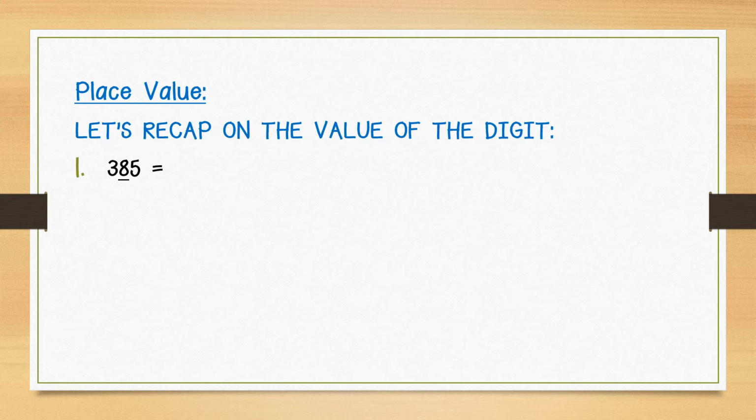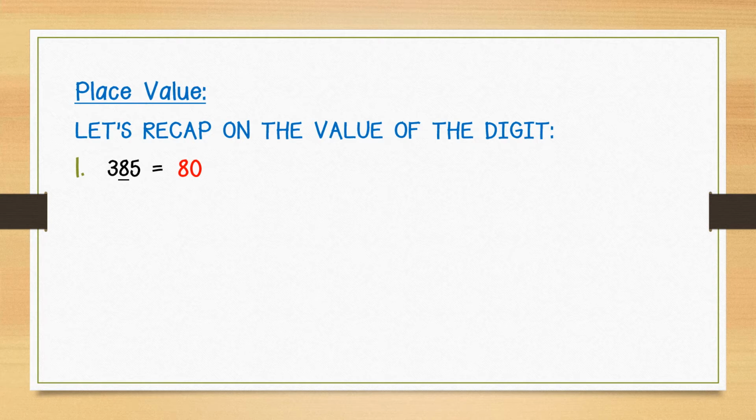Okay, now we're going to look at the value of the digit. When we say value of the digit, what does that number hold? Is it hundreds? Is it tens? Or is it units? So if we look at number 1, it says 385, but only the 8 is underlined. So what do you think the 8 stands for, or what is the value of that number 8?